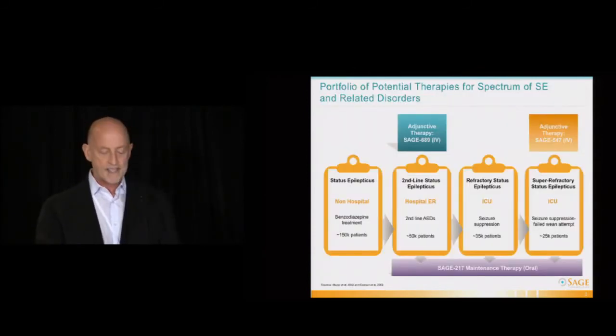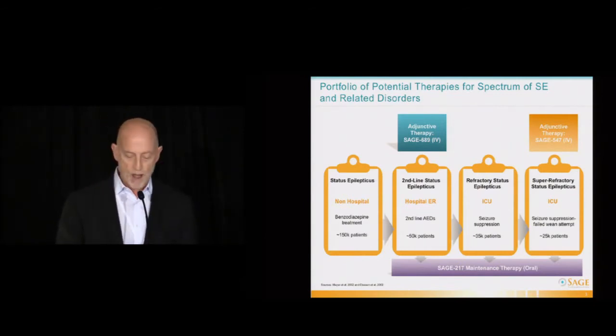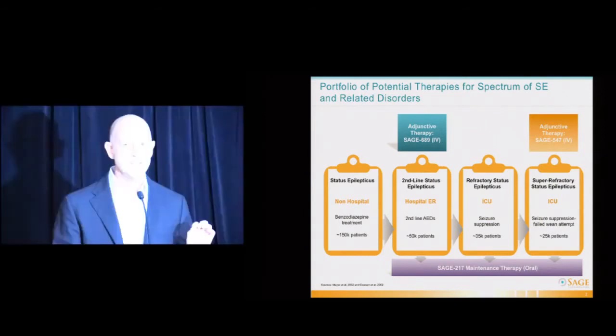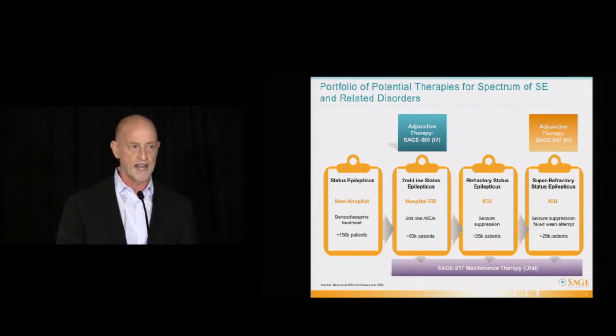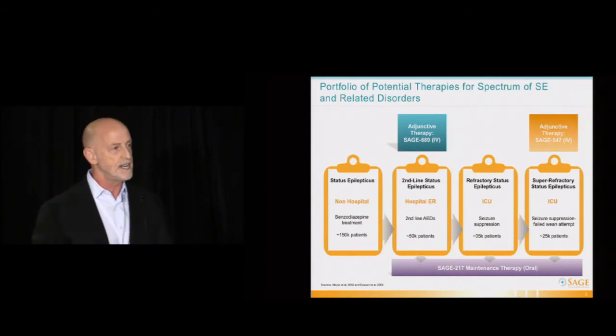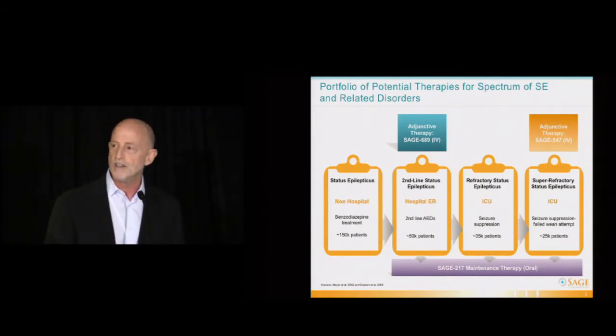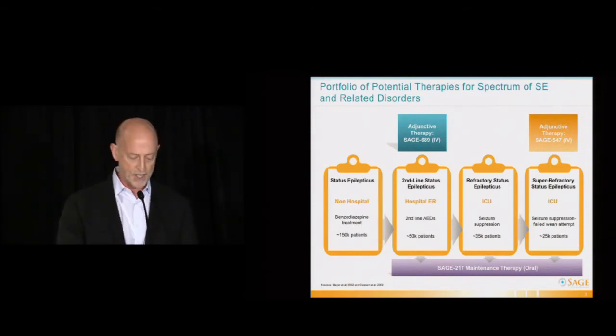Most of you are familiar with this type of algorithm, what status looks like and how it's treated. The placement of these drugs, as I'll describe in a minute: 547 is adjuvant intravenous therapy for super-refractory status epilepticus. We intend 689 to be an adjuvant therapy for patients as they enter the emergency room in status, to be used as an adjuvant in conjunction with second-line anti-epileptic agents.